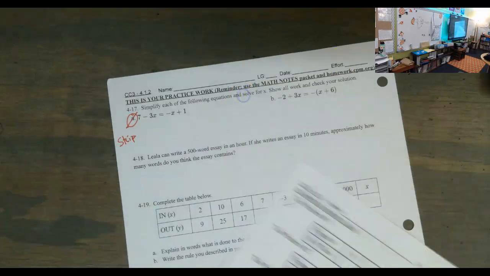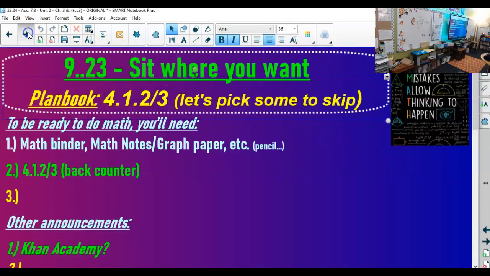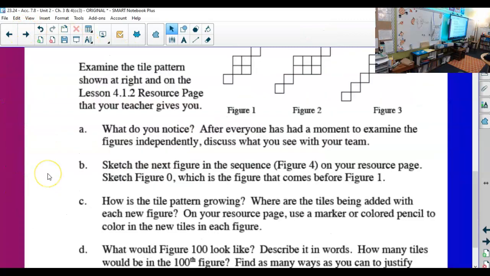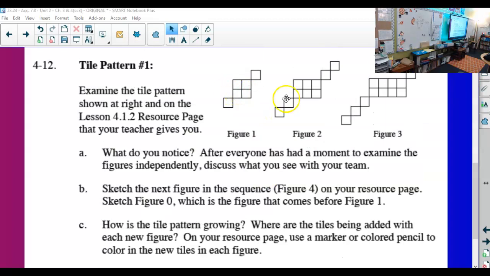And then we're going to dive in, because I would love it if we have some homework time, which we very well might end up having today. So on the front of 412, and actually I might just pull this up, you have this pattern. I want you and your teammate to chat with each other, and then hopefully you can agree, but you don't have to. I want you to draw what you think figure 4 would look like, but then also, and sometimes more difficult, I want you to draw what figure 0 would look like.